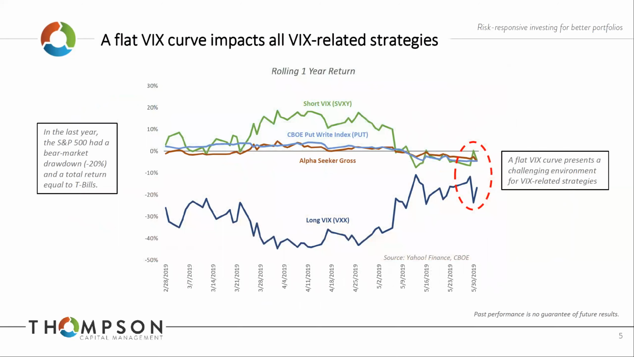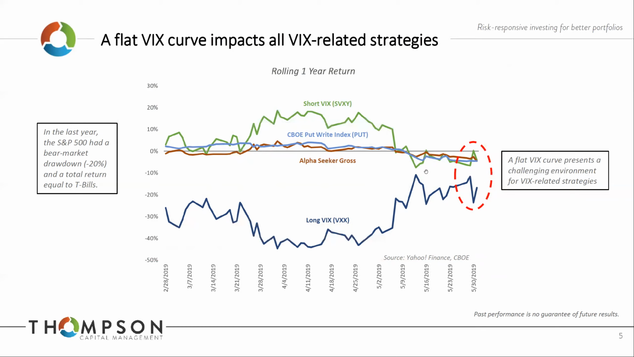So this is a system-wide issue. The VIX is not off on its own. The S&P 500 in the last year has returned about the same as T-bills, so basically nothing, and it had a big drawdown in between and almost had a bear market at one point. Since January 2018, the S&P has gone sideways in a big range, and the VIX futures curve has gone flat. This just shows you system-wide that it affects any VIX-related strategy.